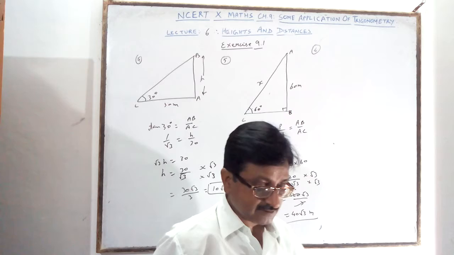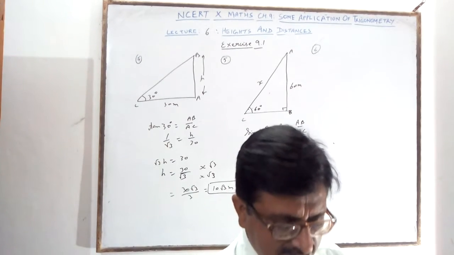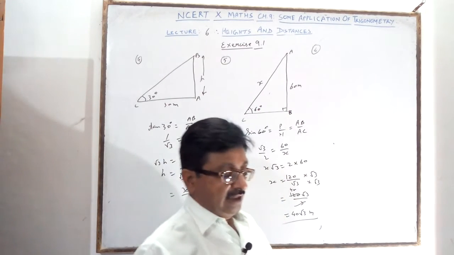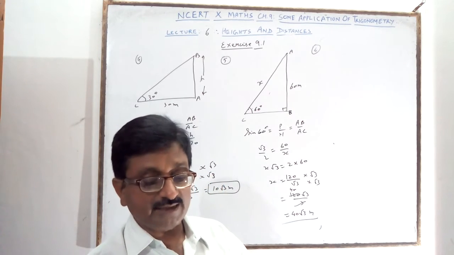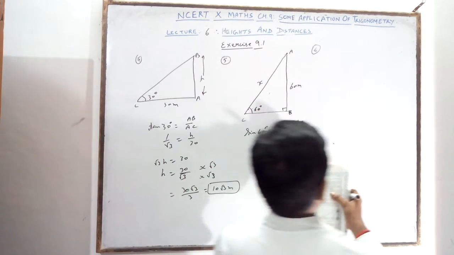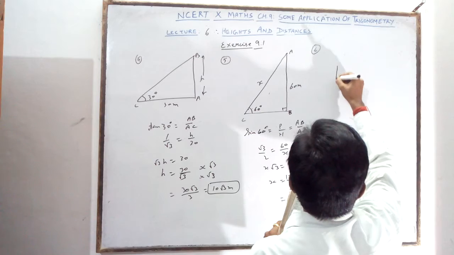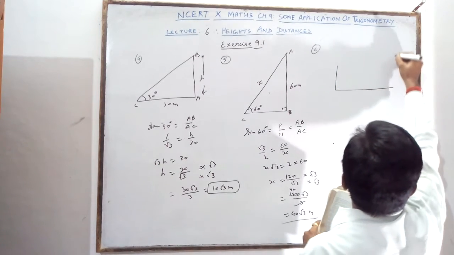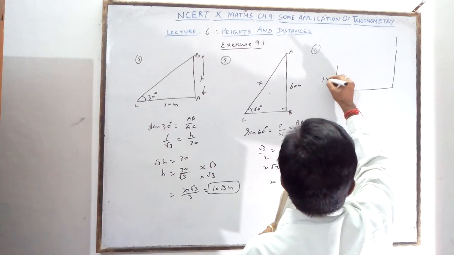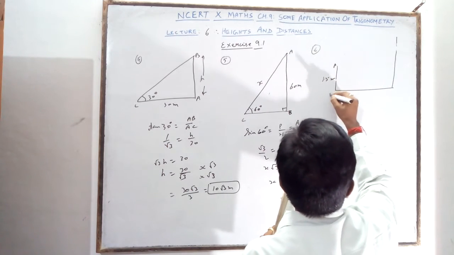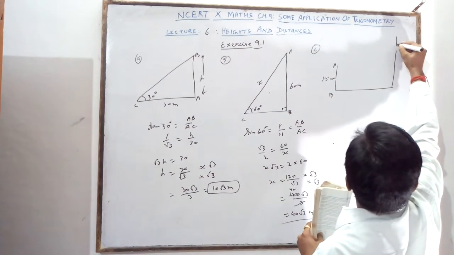Question number 6. I hope it is clear, a very simple question. A 1.5 meter tall boy is standing at a distance of 30 meter from a building. AB is the boy and CB is the building.